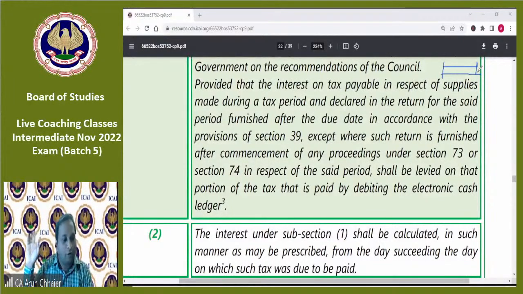Is the declaration done only after the due date? Yes. Declaration done means I am filing the GSTR 3B after the due date. Declaration means you are declaring in the 3B and depositing the tax along with the 3B, which is being filed after the due date. So it means you are paying the taxes after the due date.